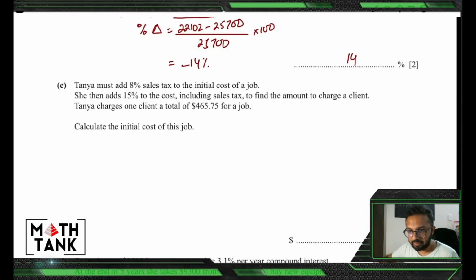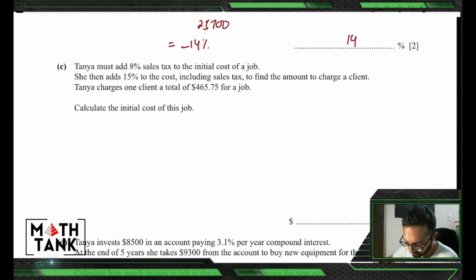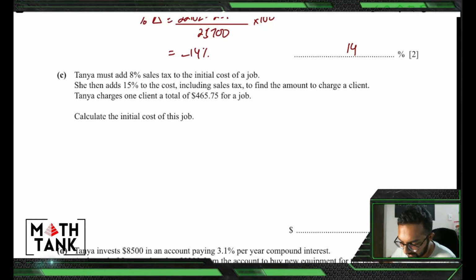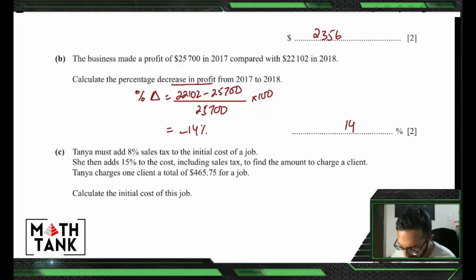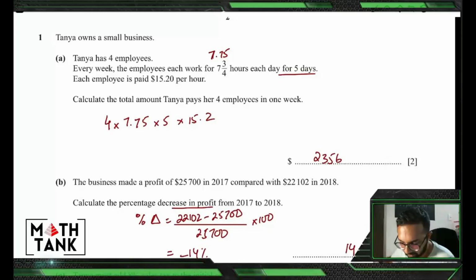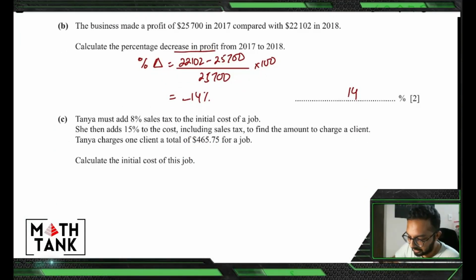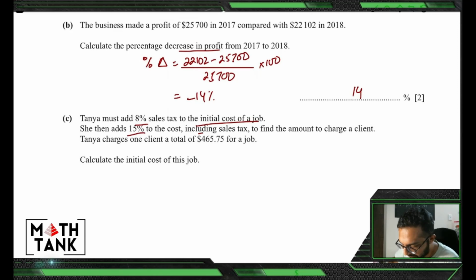Then it says Tanya must add 8% sales tax to the initial cost of a job. She then adds 15% to the cost including sales tax to find the amount to charge to the client. Tanya charges one client a total of 465.75 for a job.